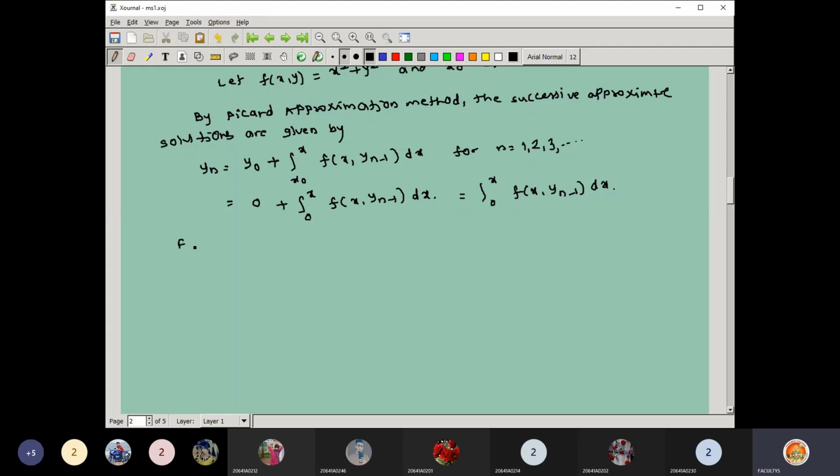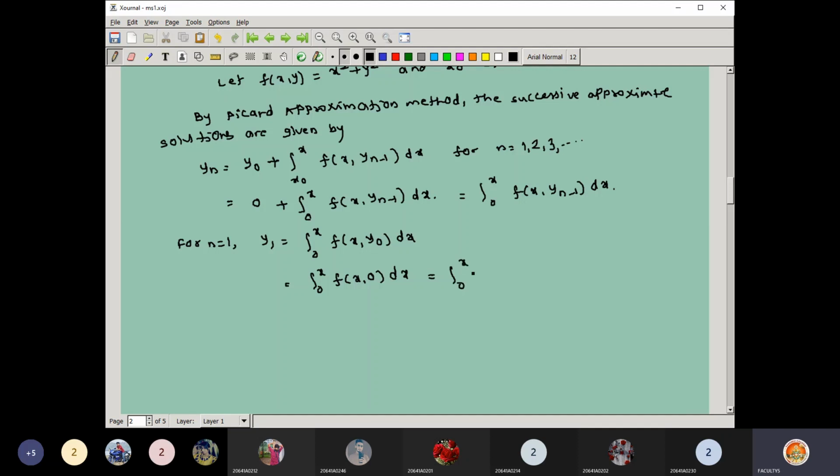So now I am substituting n equal to 1, and the first approximate solution you are getting: y1 equals the integral from 0 to x of f(x, y0) dx. First you write down the function. We know that f(x, y) is nothing but x squared plus y squared, but here the value of y0 is nothing but 0. So it is dx.